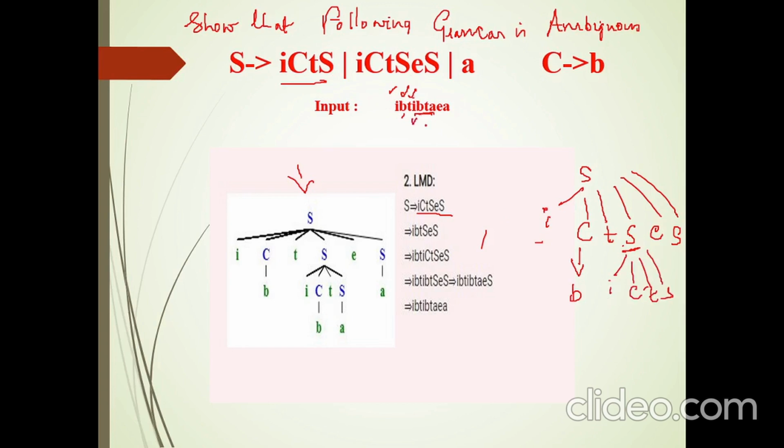Next I have to get B. So C gives B, and T I have got. Next I have to get A. How do I get it? S gives A. E I have already got. This also S should give A. That is how I obtained another parse tree. So these are the examples of proving whether a grammar is ambiguous or not.